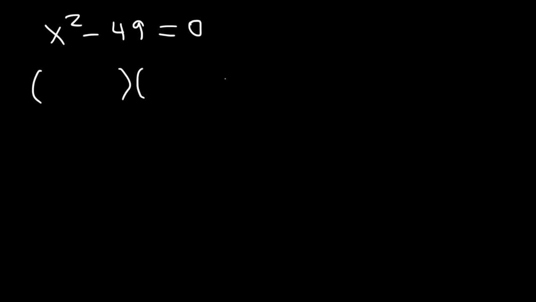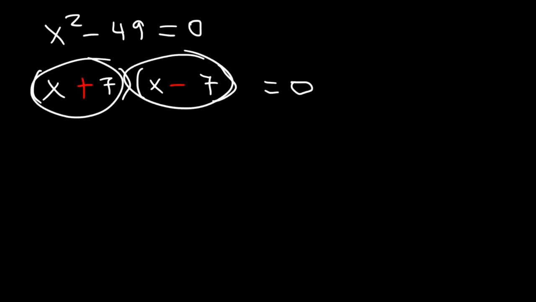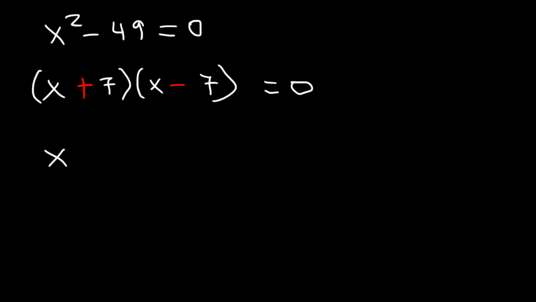The square root of x squared is x. The square root of 49 is 7. So it's going to be x plus 7 and x minus 7. Now you need to set each factor equal to 0 at this point, and then you can find the value of x. So we have x plus 7 is equal to 0, and x minus 7 is equal to 0.